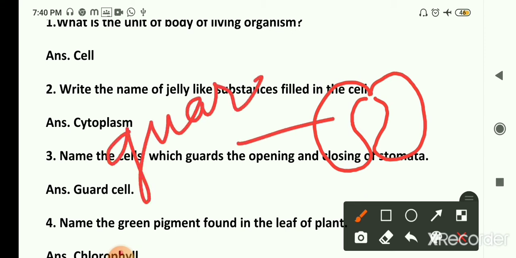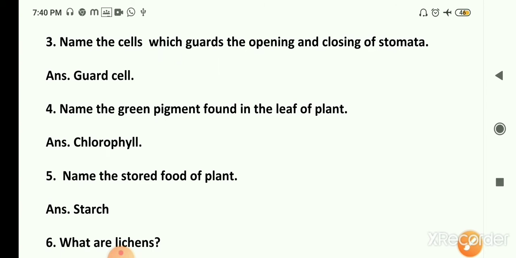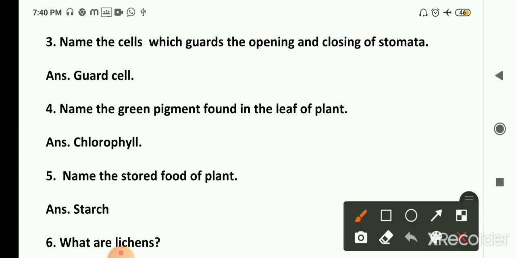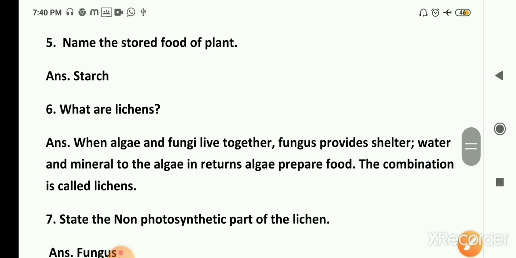Now next question for you. Name the green pigment found in the leaf of plants. The green pigment is called chlorophyll. Fifth question: name the stored food of the plant. It is the starch. The food which is prepared during photosynthesis is glucose, and then it is stored in the form of starch. Both are carbohydrates.